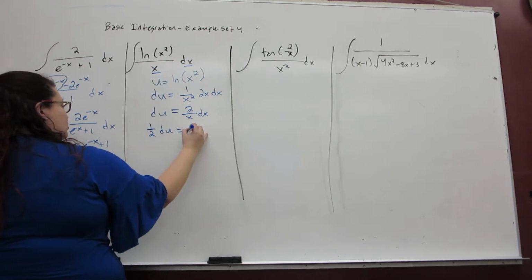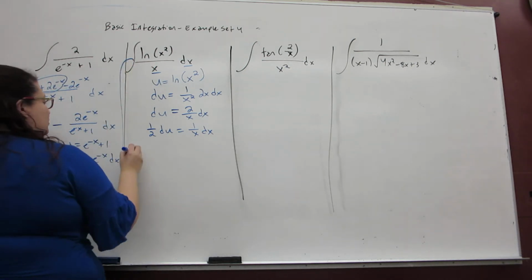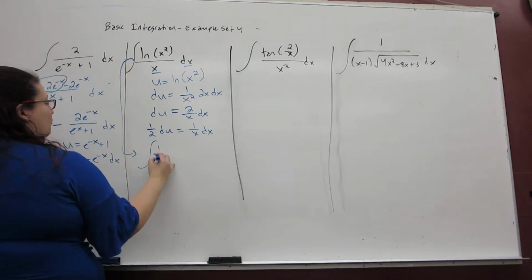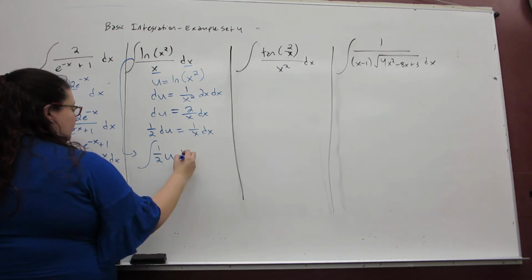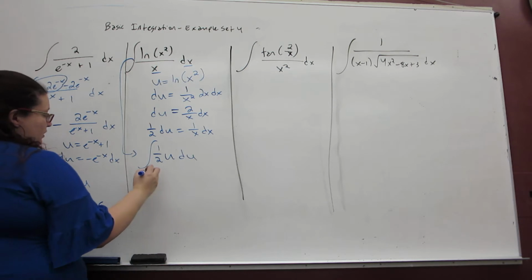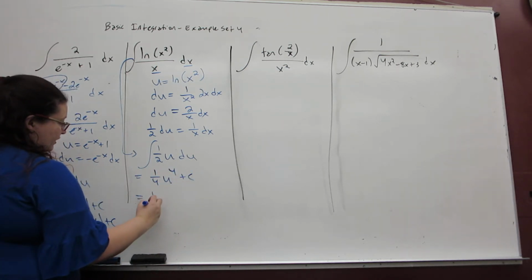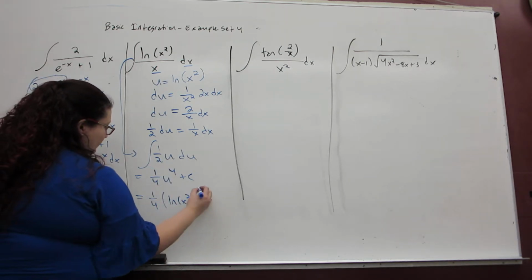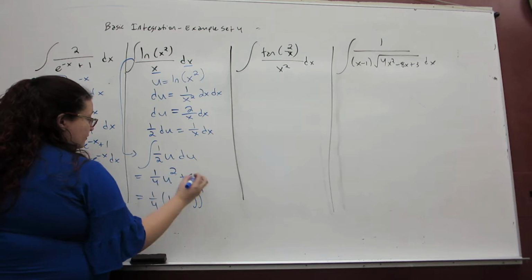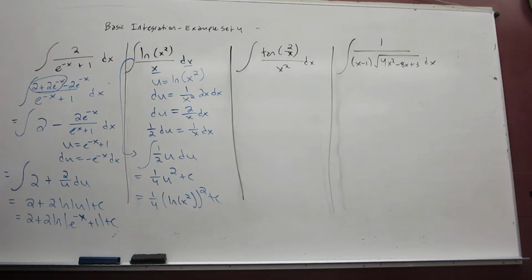And so I bring the 2 over to solve for what I have. Then my integral becomes the integral of 1/2 u du. So that has an antiderivative of 1/4 u squared plus c, and then of course I have to undo my u substitution. Excuse me, u squared. The antiderivative of u is 1/2 u squared.